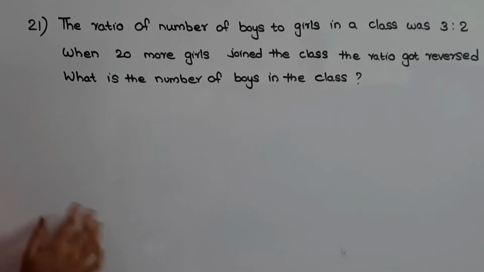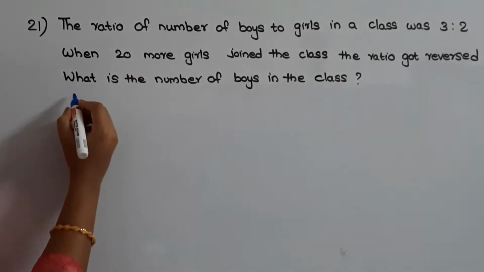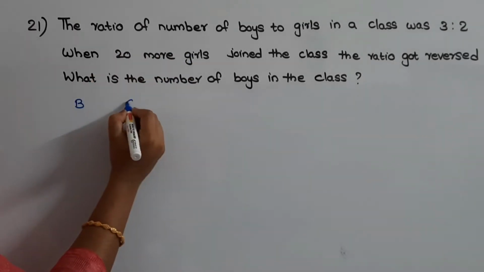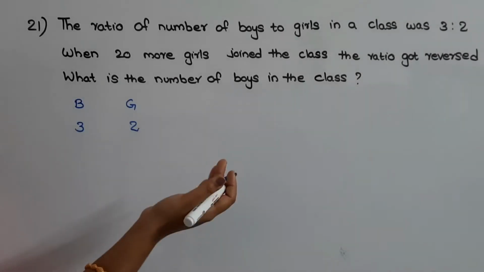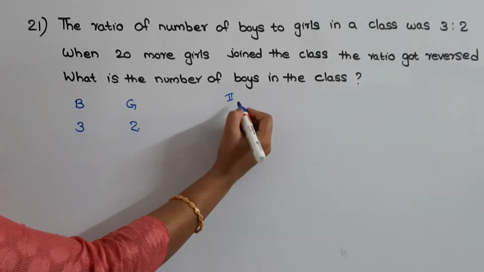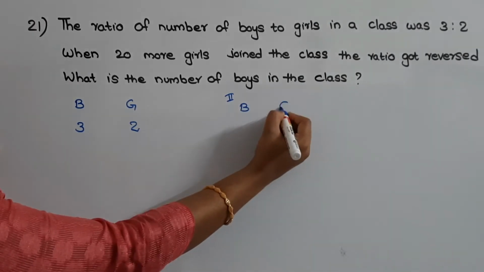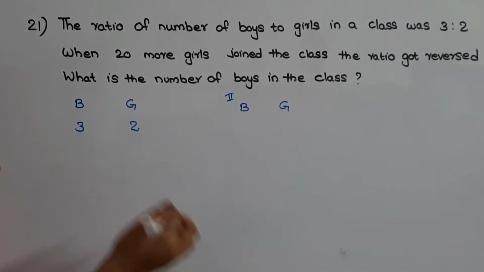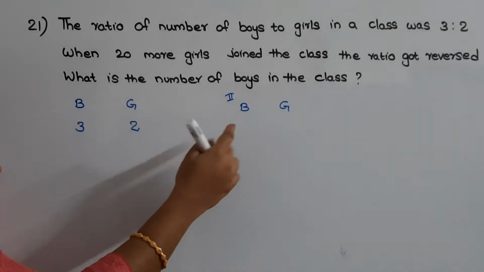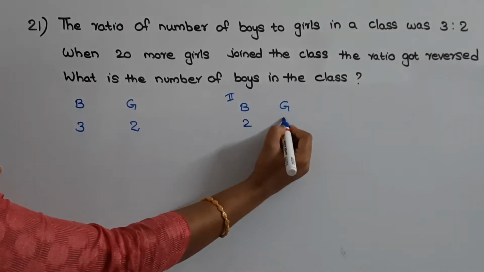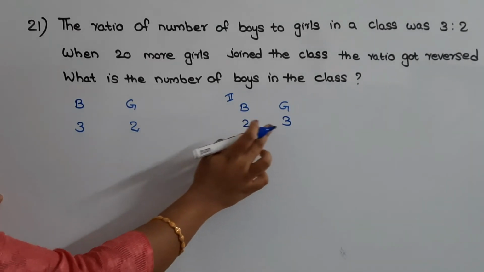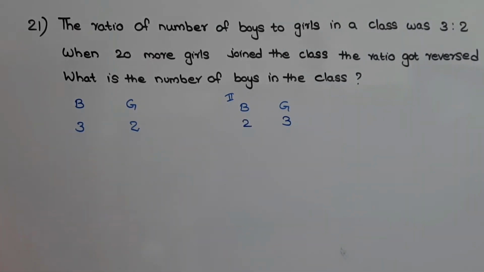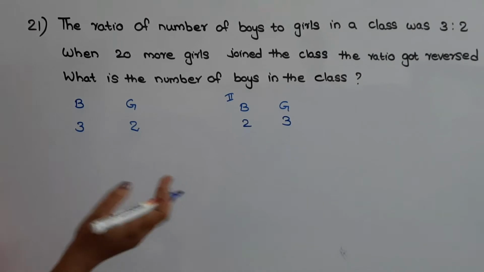So in this question, they have given the ratio of the number of boys to number of girls in a class as 3:2. Then they are telling that when 20 more girls joined the class, the ratio of boys to girls has got reversed. Which means if initially it was 3:2, now it will become 2:3. So when 20 more girls joined the class, the ratio is 2:3. We need to find out the number of boys in the class.